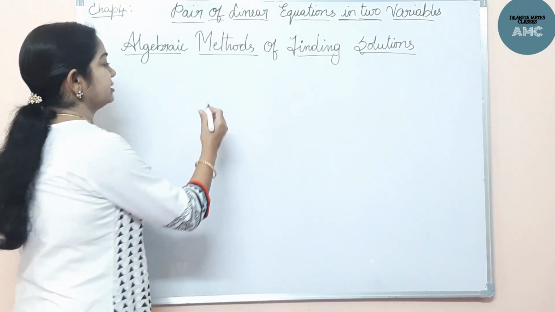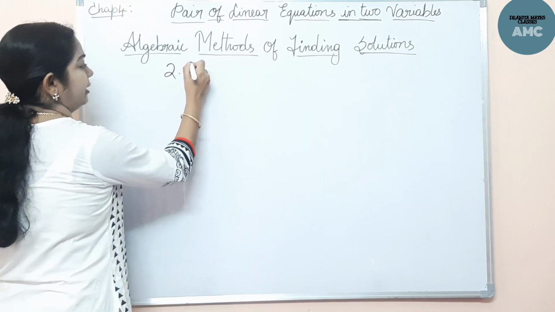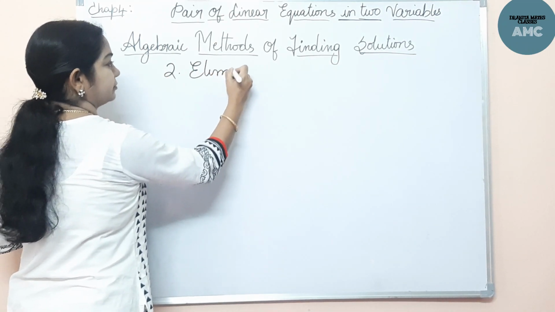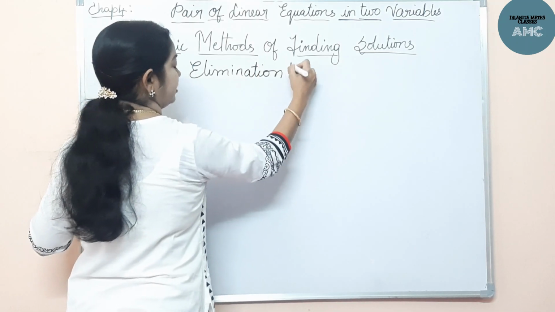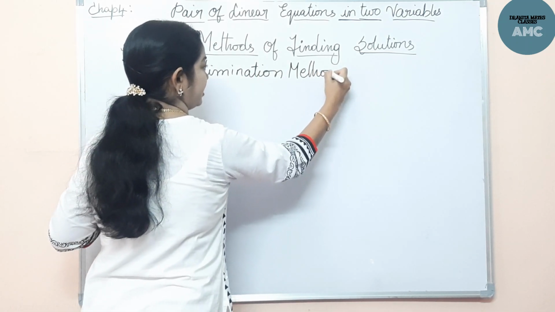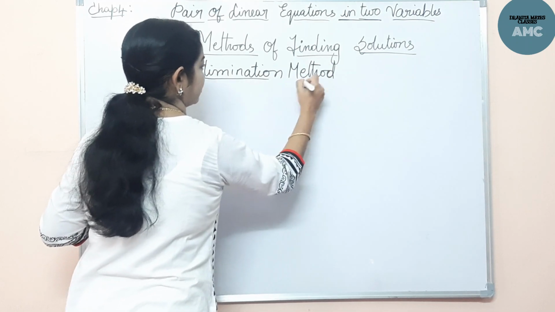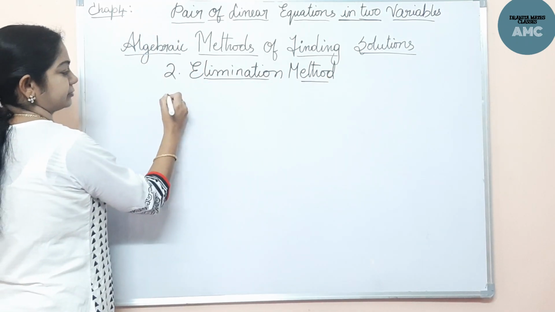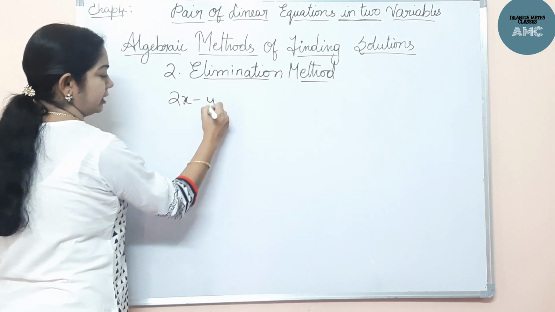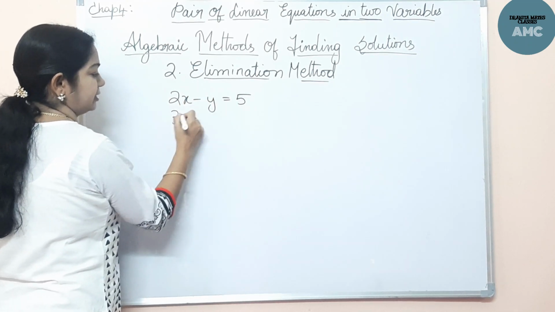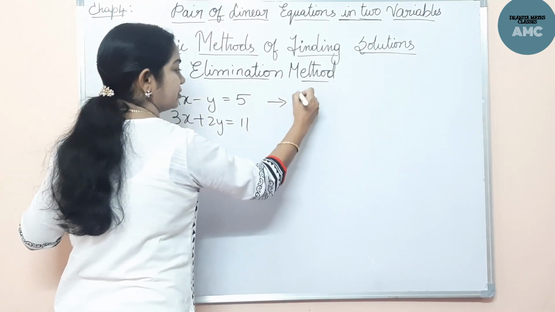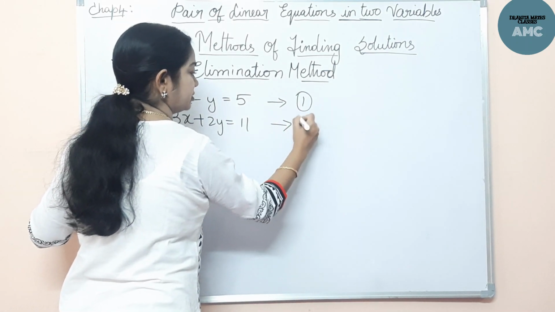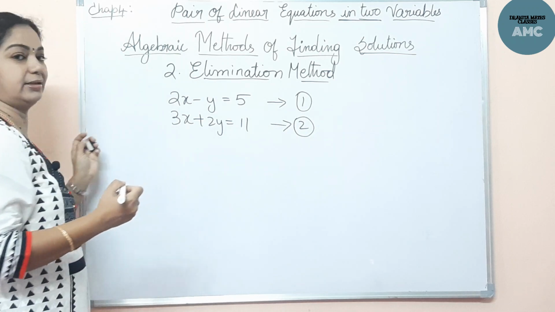Now we will know the second method, that is the elimination method of finding the solution, right? Let us take the same example, that is 2x minus y equal to 5, and 3x plus 2y equals to 11. This is our equation 1, this is equation 2. So we will do the elimination method.